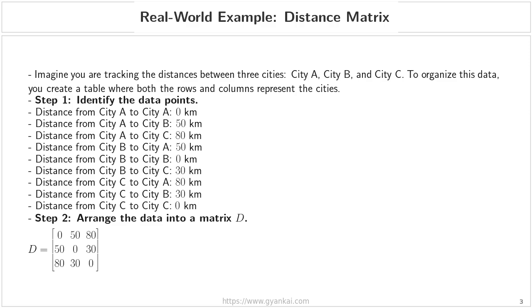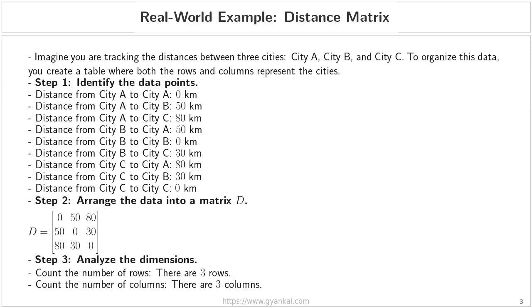The first row contains 0, 50, and 80. The second row contains 50, 0, and 30. And the third row contains 80, 30, and 0. Now, in step 3, we analyze the dimensions of this matrix. By counting the horizontal lines, we find that there are 3 rows. By counting the vertical lines, we find that there are 3 columns.